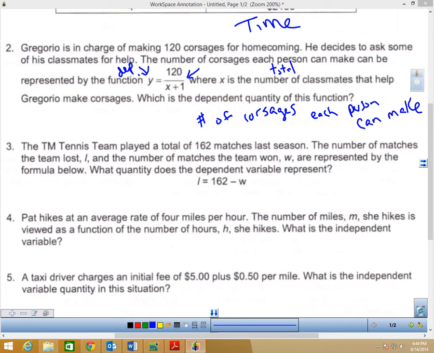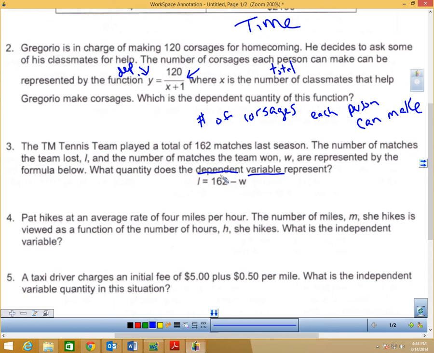Okay, the TM tennis team played a total of 162 matches last season. The number of matches the team lost, L, and the number of matches the team won, W, are represented by the formula below. What quantity does the dependent variable represent? Okay, what's important here is these two words. Dependent tells us which one, and variable tells us what we're looking for. Okay, variable is a letter, so your answer is going to be a letter. Okay, your two options looking at this equation are L and W.